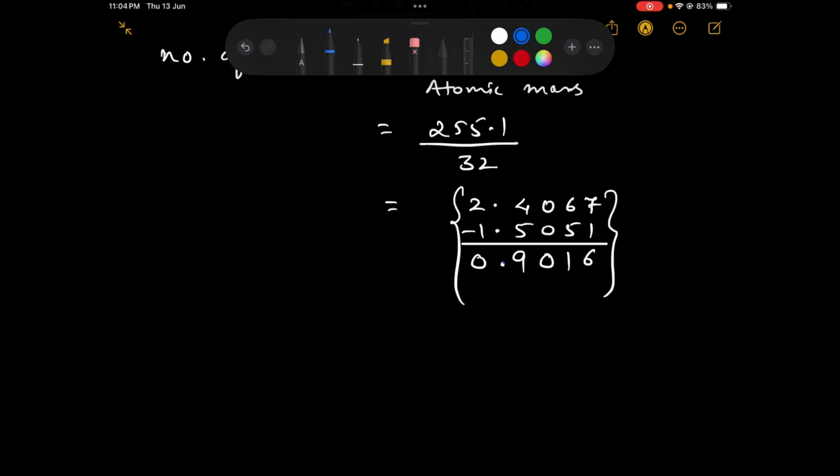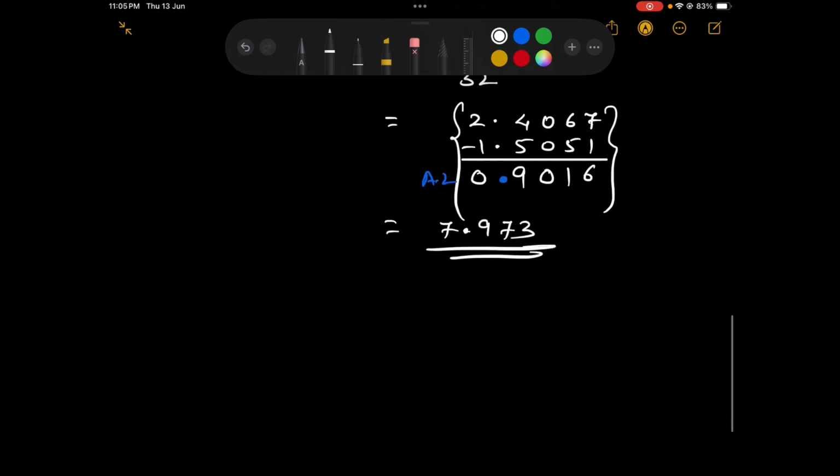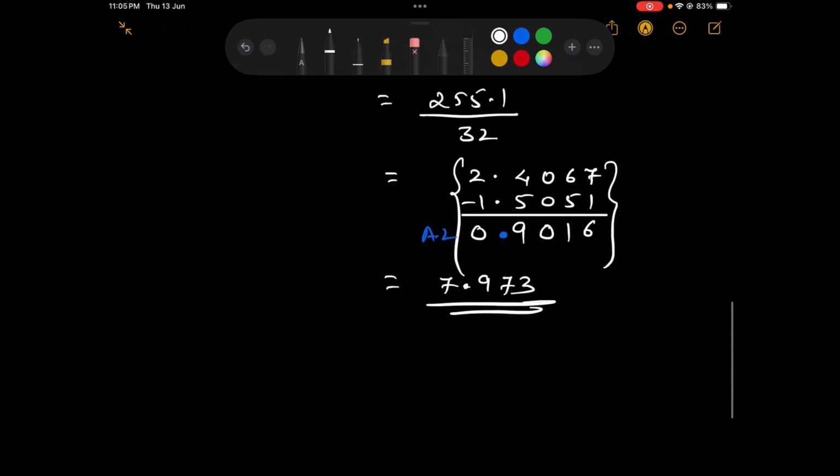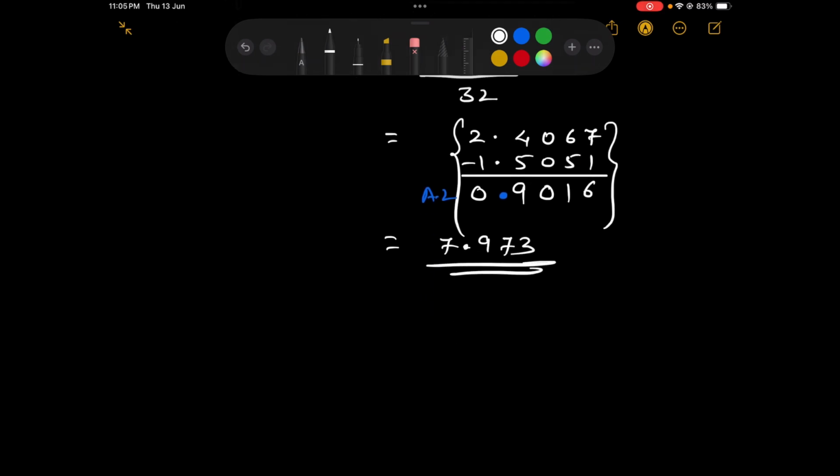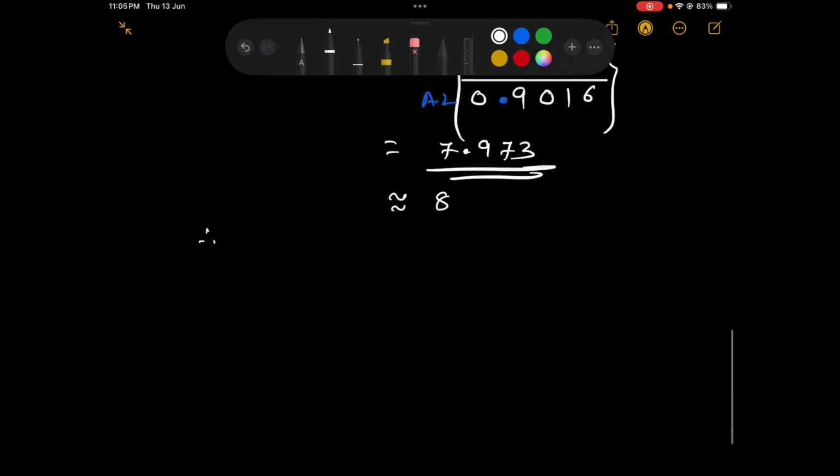Now we find out the antilog of the number 0.90 under 1, mean difference 6, which we get as 7.973. And since these are number of atoms, we can't have a decimal, so we approximate it to the nearest whole number, that is 8. Therefore, the molecular formula for sulfur in carbon disulphide is S8.